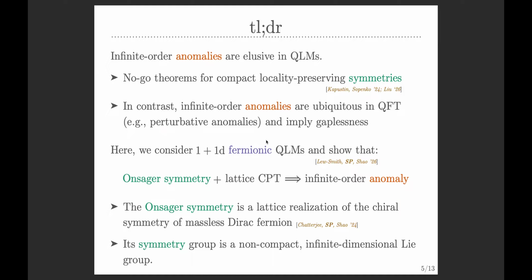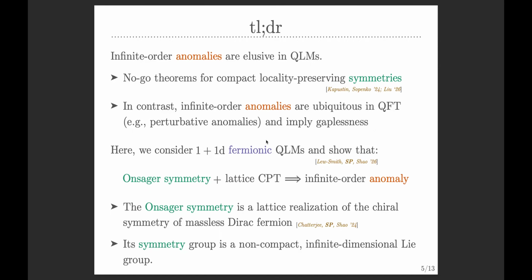So it seems to obey this no-go theorem in 2 ways. Firstly, the Onsager symmetry is non-compact. Okay, so that part goes away, the compactness. And also we have a CPT, so it's going to involve some reflection. And reflections aren't locality preserving. So it's going to also get around this other part.